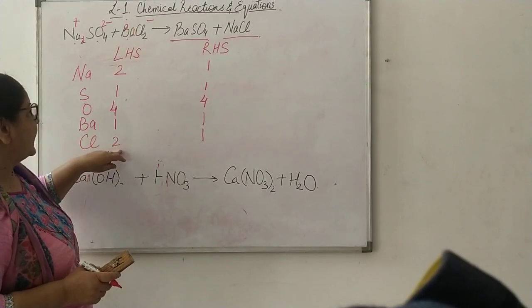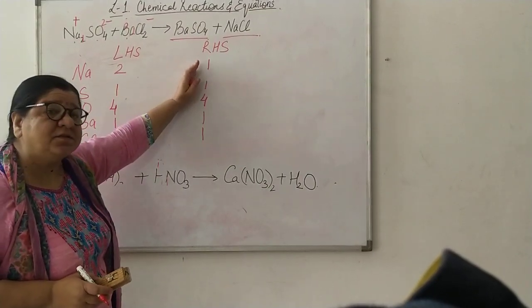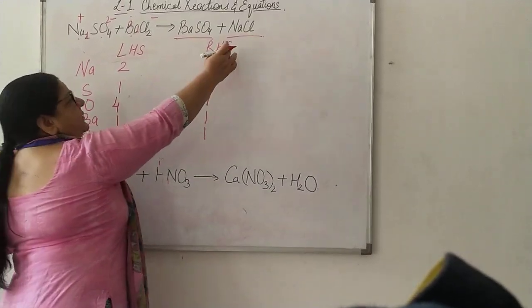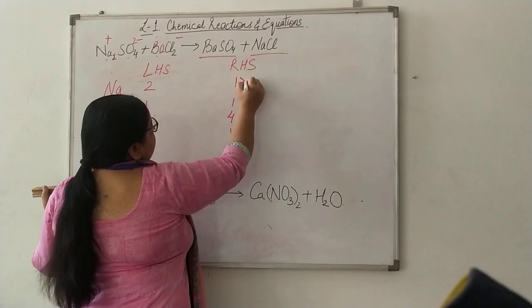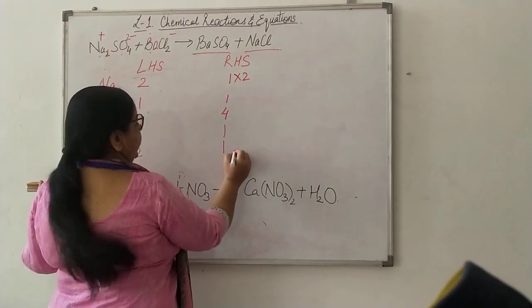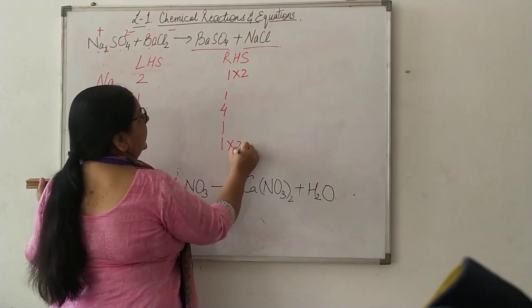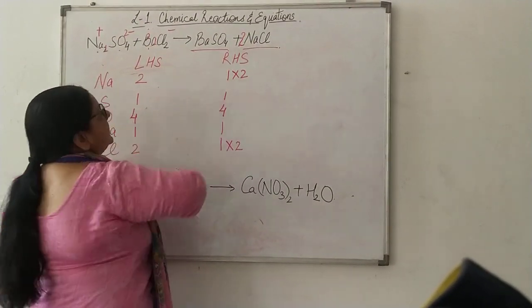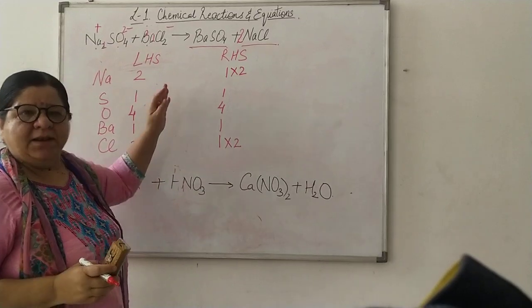So which side is it not balanced? It is not balanced on the right hand side. So Na and Cl are written separately here. We just have to multiply it by 2 here and 2 this side. So we write 2 here and the equation becomes balanced.